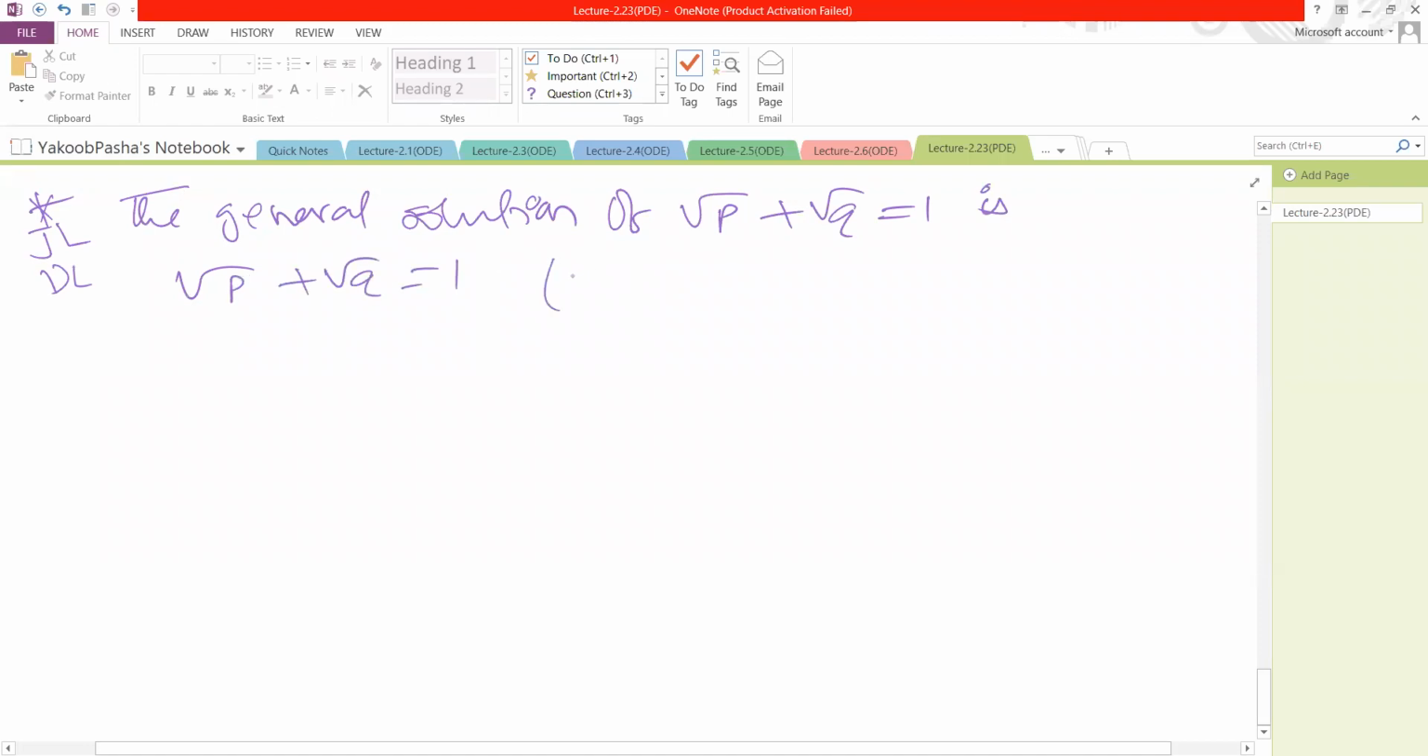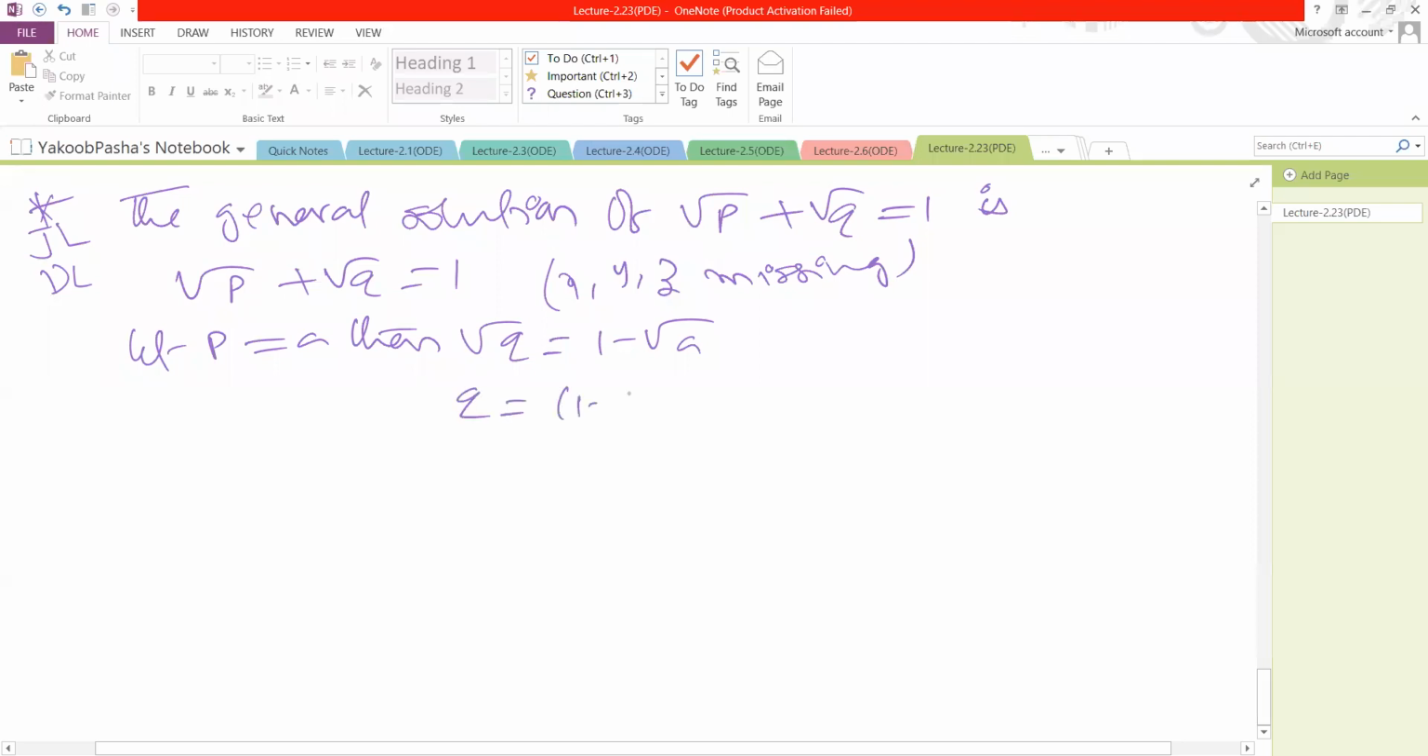Here we can see the x, y, z are missing. When x, y, z are missing, in this case, we have to take P is equal to A. When P is equal to A, then root Q is equal to 1 minus root A. I'm substituting here in this. So Q is equal to (1 minus root A) whole square. So this is the Q value and P is equal to A is the P value.